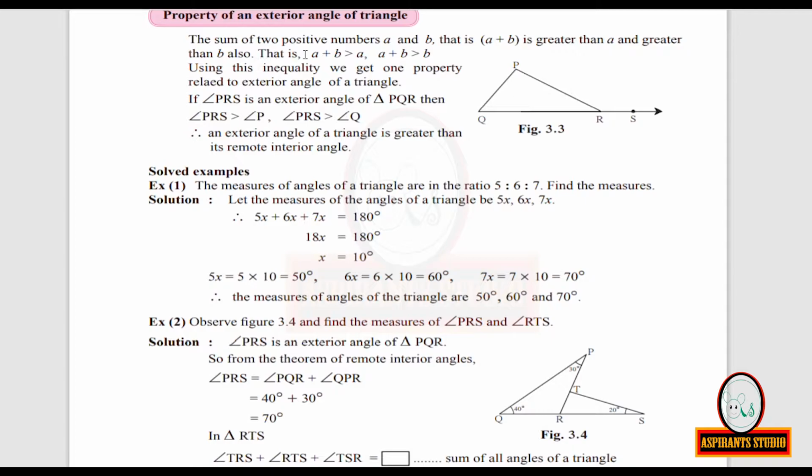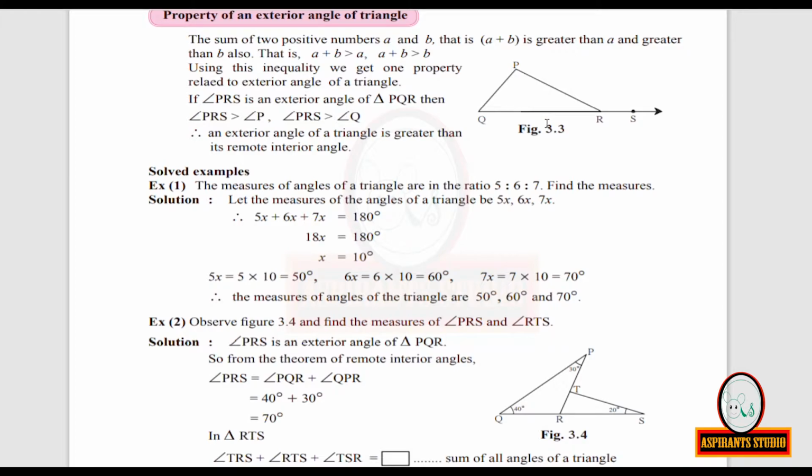The sum of two positive numbers a and b, that is a plus b, is greater than a and separately greater than b also. A plus b will be greater than a. Also a plus b will be greater than b also. That is a plus b is greater than a and a plus b is greater than b. Using this inequality, we get one property related to exterior angle of a triangle. Now apply these inequalities in this triangle.